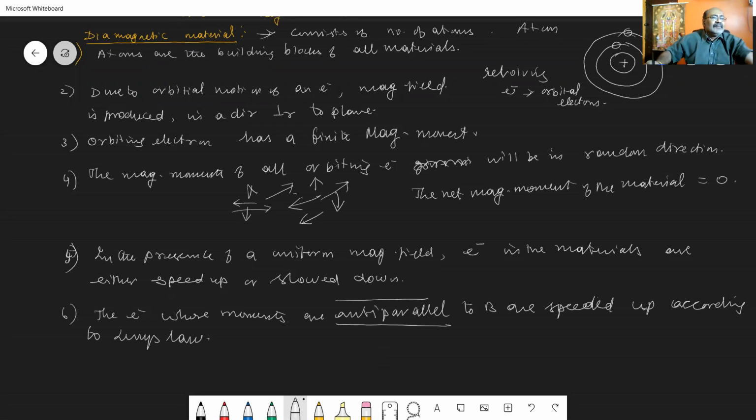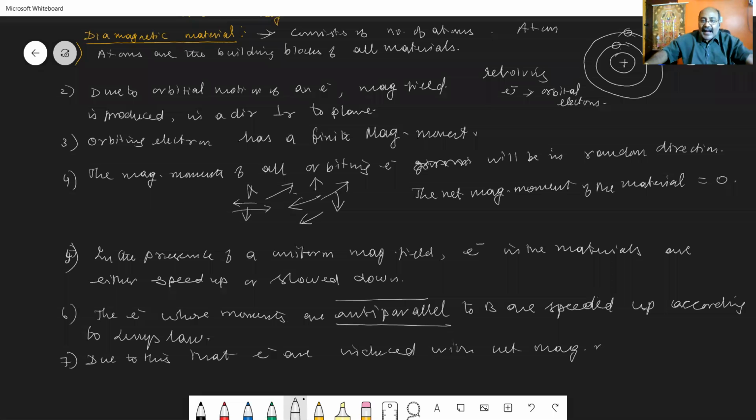So what will happen? Due to the speeding up, those electrons are induced with a net magnetic moment. This net magnetic moment will disappear, or become zero, when the external field is taken out.